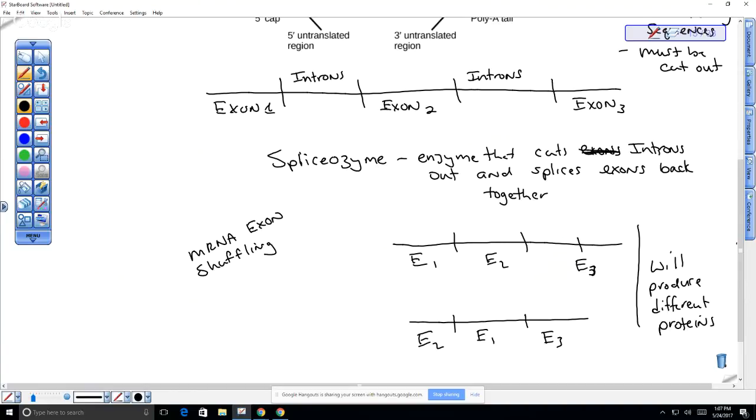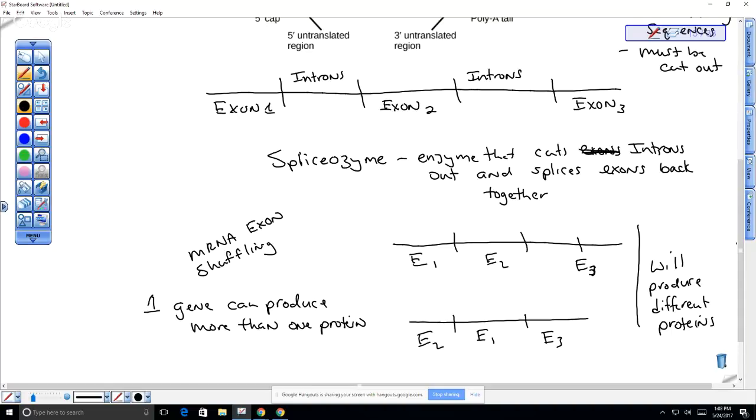And this is why a single gene can actually produce more than one protein. So these are from a single gene, right? So one gene can produce more than one protein through exon shuffling. So this was huge when they discovered this. It was a big deal. Exon shuffling is super important.